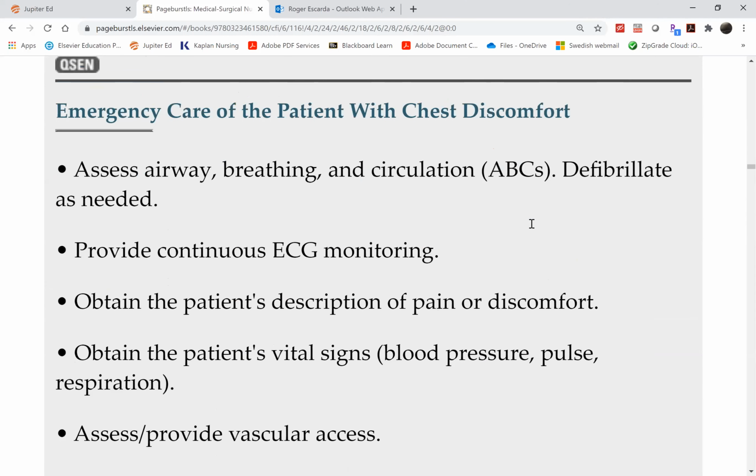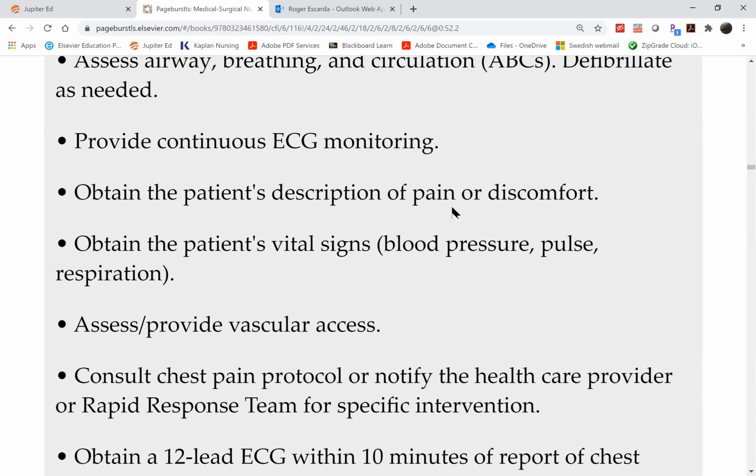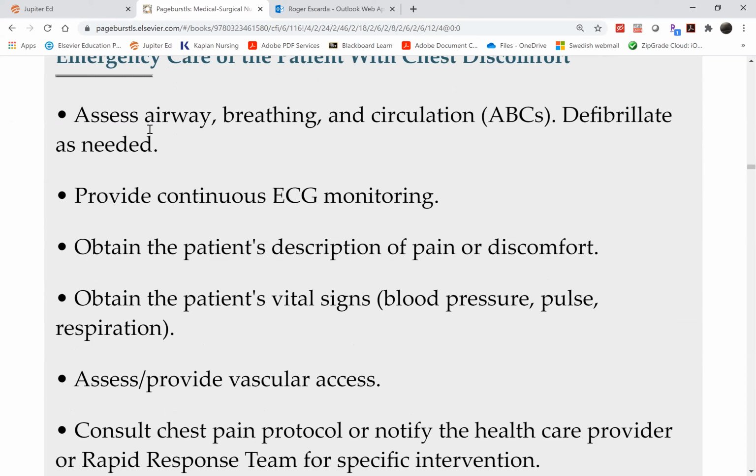38-3 is your emergency care. So this is pretty much chest pain, any chest pain, or at least cardiac related chest pain. So ABC, then put the ECG leads on and assess the pain, vital signs. Those are your 4 basic actions first. So ABC, put on ECG, assess vital signs, and assess chest pain.